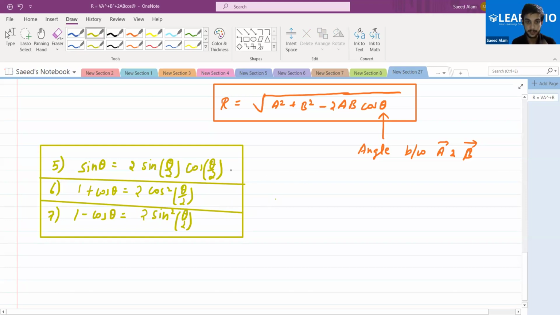Let's see the first one. Put the value of theta to be 60 degrees. What will I get? I'll get sine 60 on one side. What is the value of sine 60?